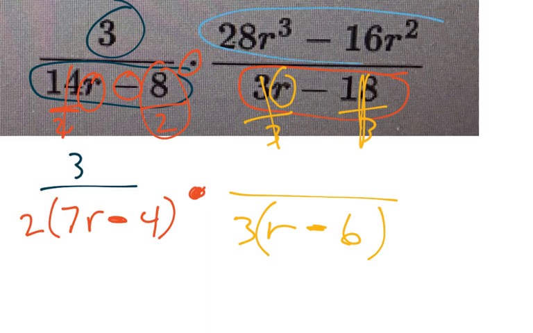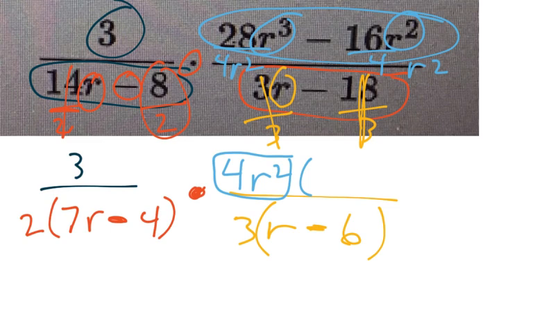Now we have to do this ugly numerator. 28 and 16, guys, divides by 4. So I'm going to divide by 4. Again, that's a tough one. Most of you may have thought of 2, but 4 goes into 28 and goes into 16, right? R3 over R2, that's an R2. So our GCF, guys, is 4R squared.